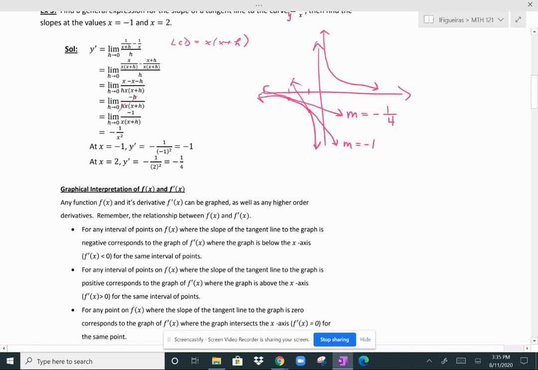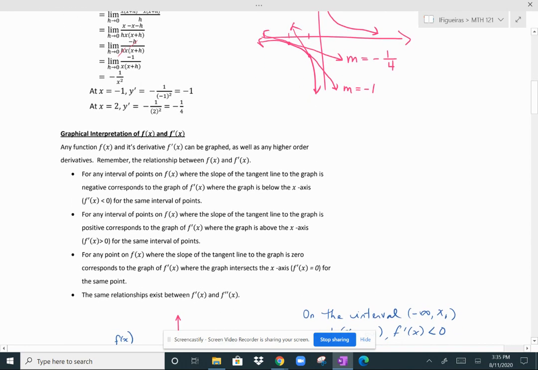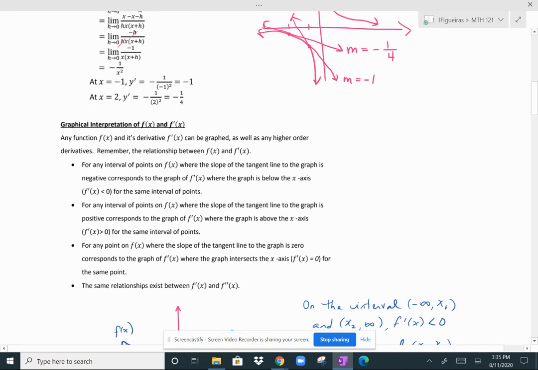So that's like a graphical representation of what we just talked about, which leads us to the next topic, graphical interpretations of f and f prime. Any function f and its derivative f prime, well, they can be graphed as well as any higher order derivatives. And so just to recall the relationship between f and f prime, for any interval of points on f where the slope of the tangent line to the graph is negative, that will correspond to the graph of f prime where the graph is below the x-axis. Below the x-axis means f prime is negative. So that has to be in sync.